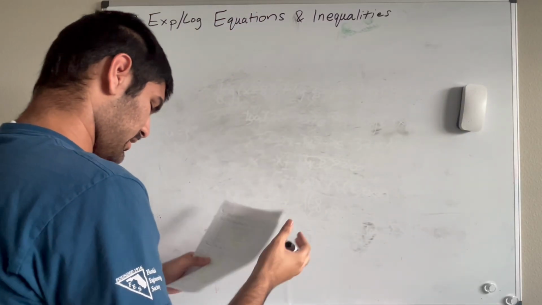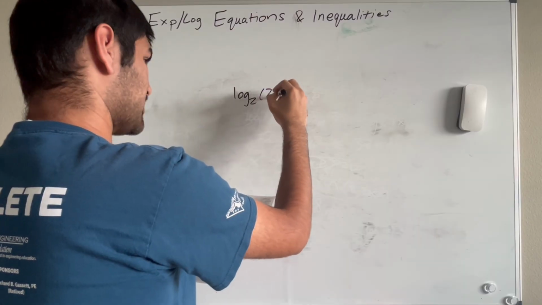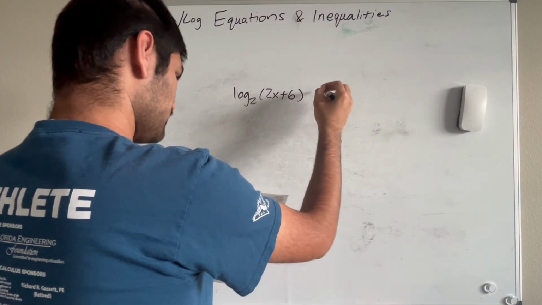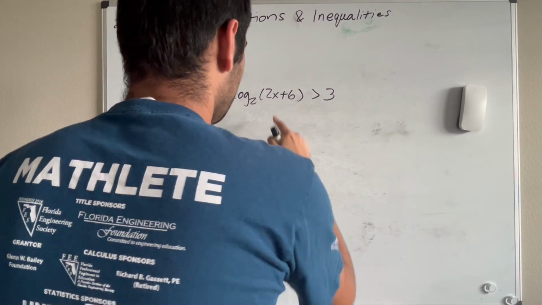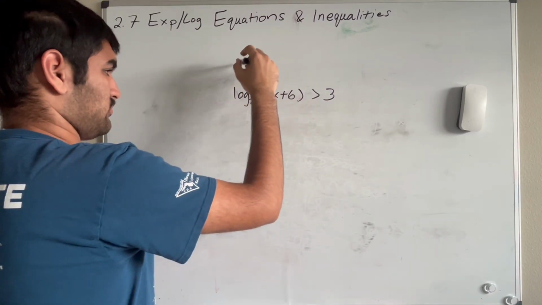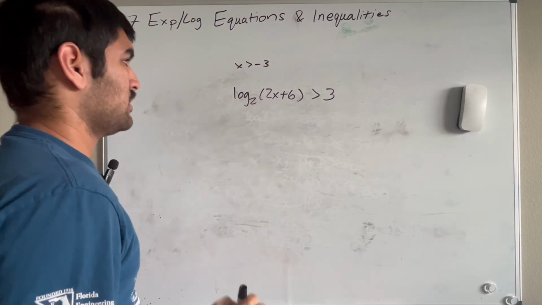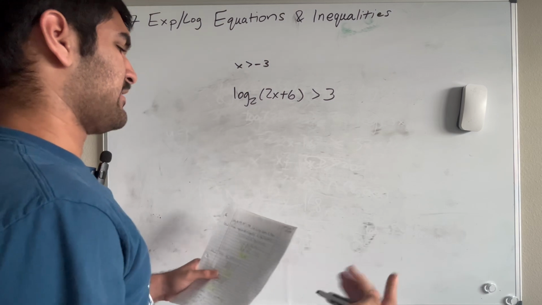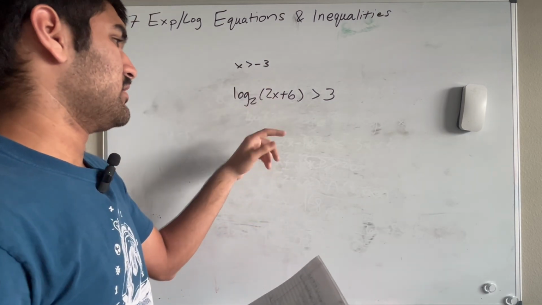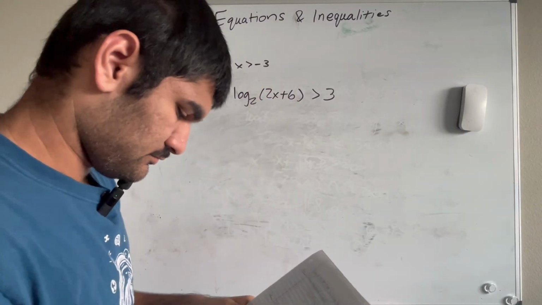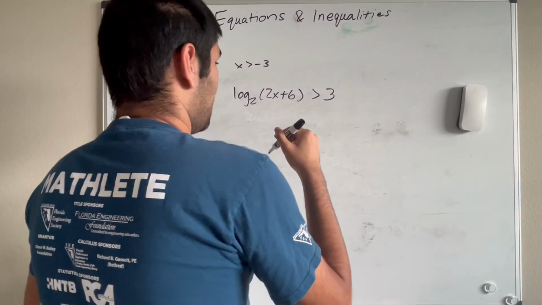So let's say we had log base 2 of 2x plus 6 is greater than 3. So the first thing I'm going to do is write the domain for this one. The domain for that one is x has to be greater than negative 3. Okay, so if you got, for example, x is greater than negative 10, we're going to take this one because this one is more restrictive. Anyway, so now we solve this.